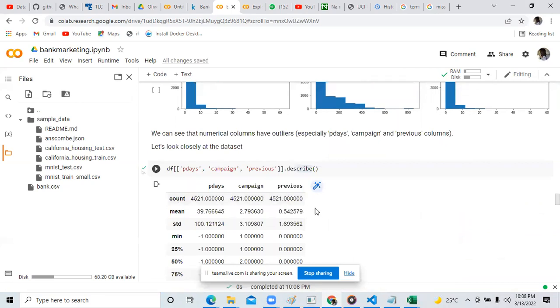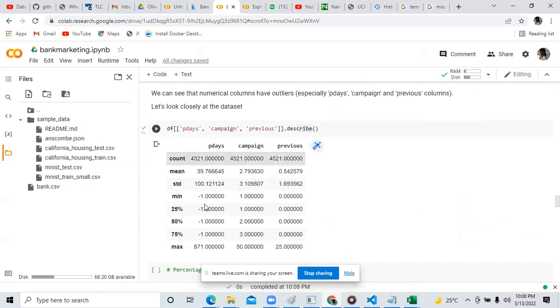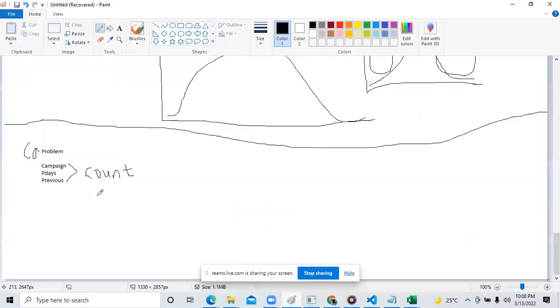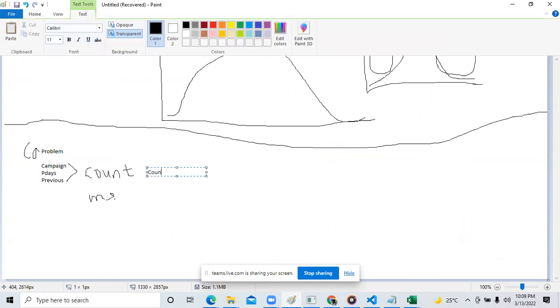The second thing I want you to look at in df.describe is the mean and the standard deviation. Let me type it. So the first thing is the count, make sure that is steady. The second thing is the mean and the standard deviation. Very important.